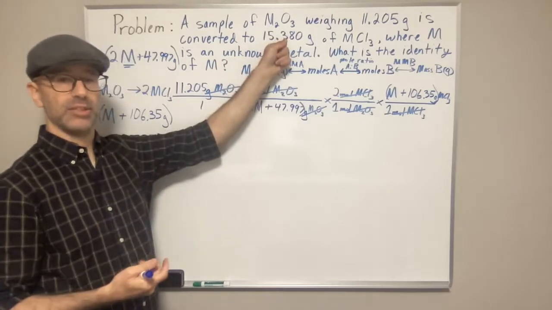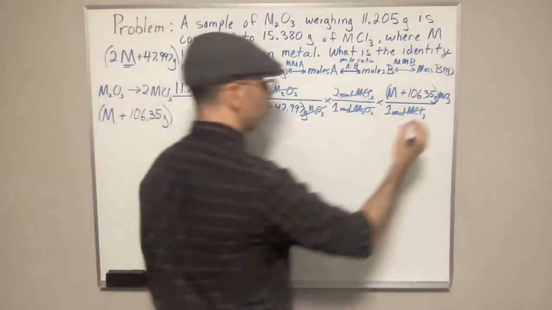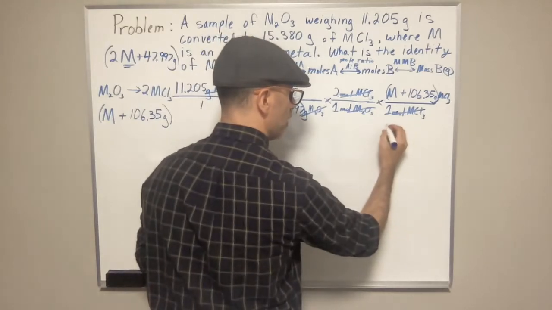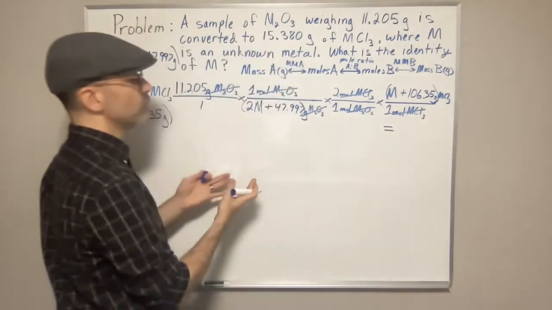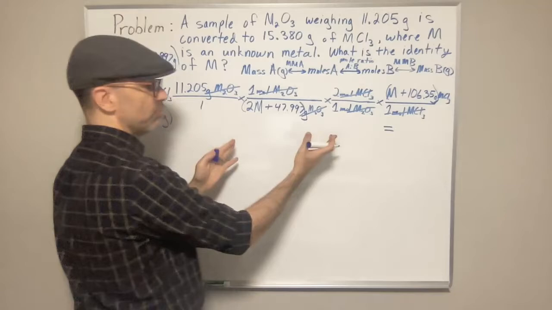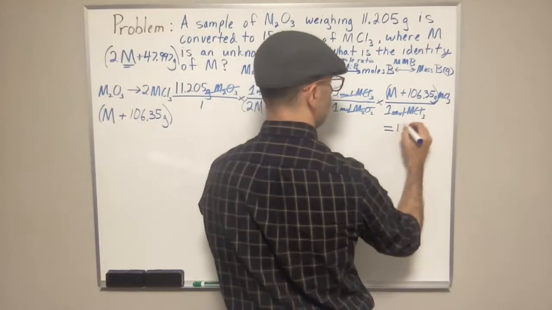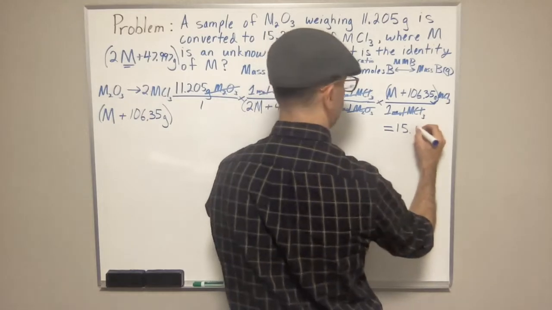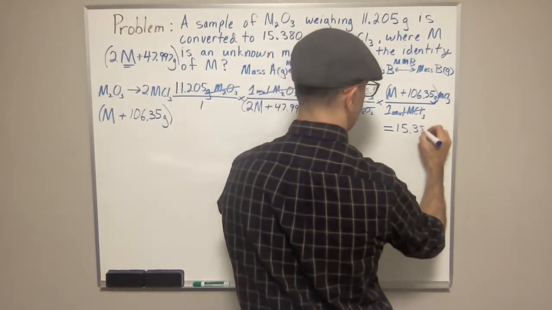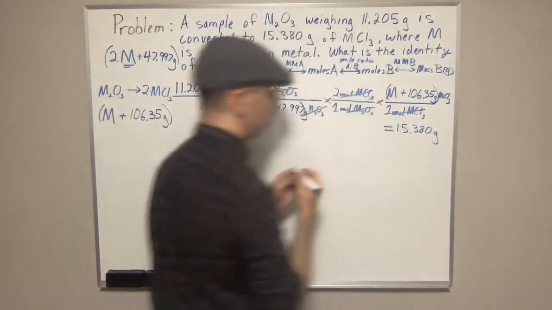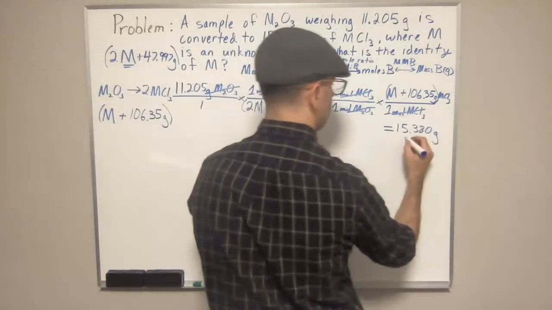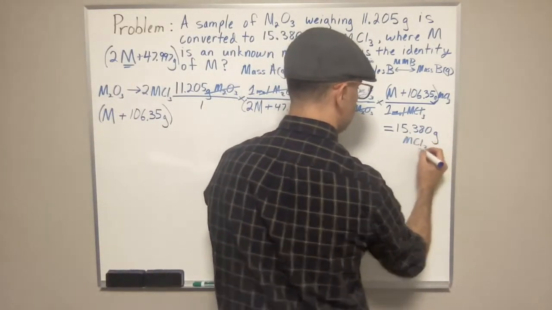But they gave us the answer. So this is equal to, I'm going to put the equals here, this is equal to what? I would calculate it normally and get the answer, but they gave us the answer. So we'll write that here. That's equal to 15.380 grams of MCl3.